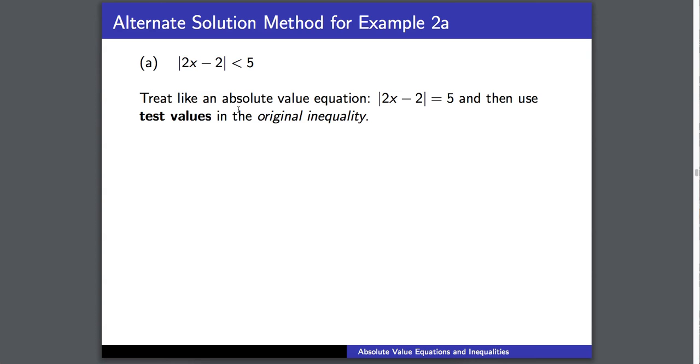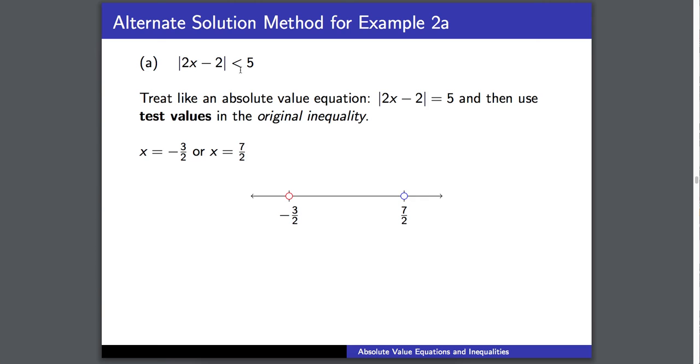So if you treat the absolute value inequality like an equation, you can then use test values in your original inequality. So if we solve the absolute value equation, we get our -3/2 and our +7/2. Now, on our number line, that's going to create 3 different regions. We're going to have less than -3/2, between -3/2 and 7/2, and greater than 7/2.